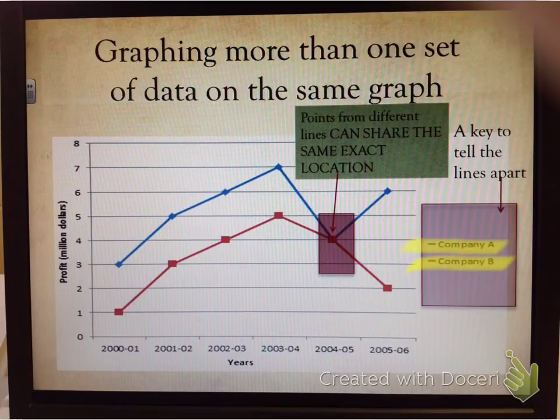Okay, now I just covered that up so you can't really see it. But anyways, when you look at the graph, you can see company A is blue, company B is red. And whenever they connect at a specific point and you see the two colors cross, that means that they shared the exact same data for that point. So in 2004, 2005, it looks like they both made $4 million. Okay?